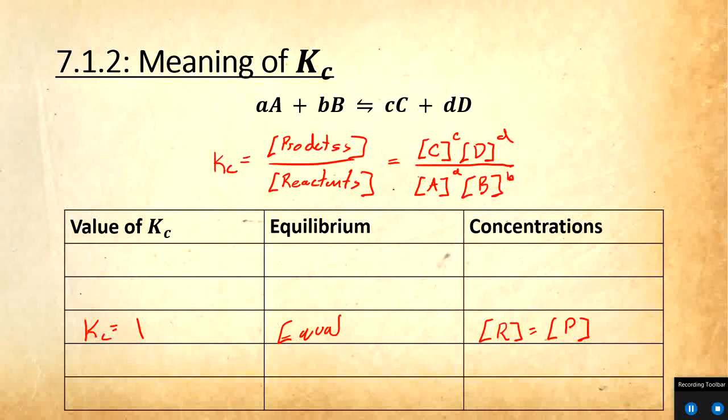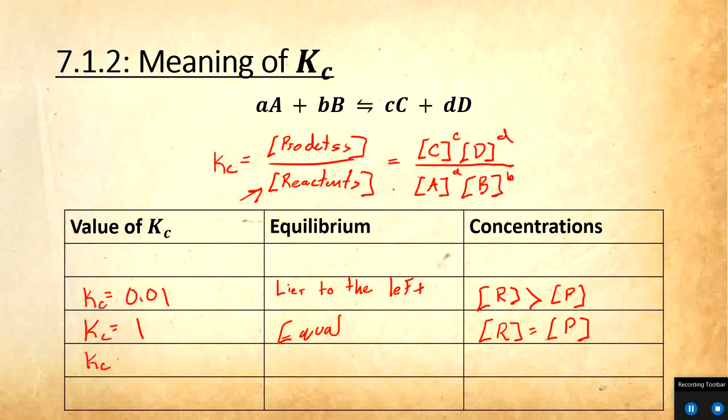Okay, so what happens when Kc is smaller than 1? So perhaps we have a Kc of 0.01. When this happens, if we look again, this means that the reactants, the denominator of our fraction, must be larger than our products. So the bottom of the fraction has to be bigger. Since the reactants are larger, in this case we say that the equilibrium lies to the left. That's saying that the equilibrium is predominantly on the reactant side, and the concentration of reactants is greater than the concentration of products present at equilibrium.